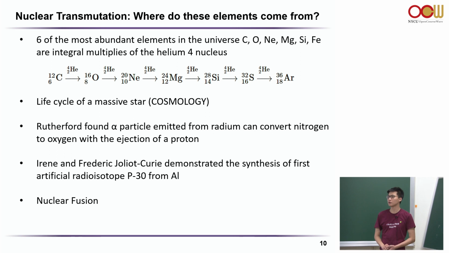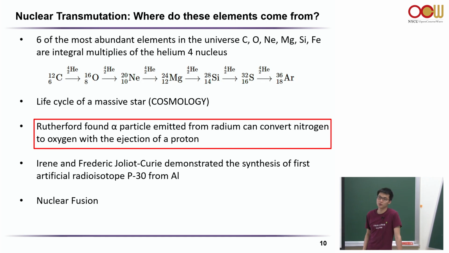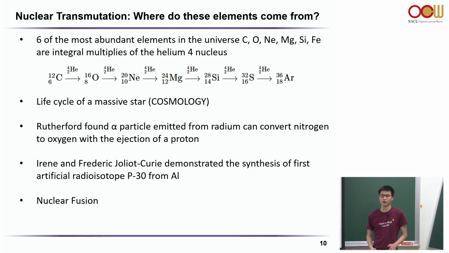So we believe that these elements were generated at very high energy processes. All right, so the first example of knowing that nuclear transmutation is possible is when Rutherford, the guy that used alpha particles to hit a gold foil. If you remember that experiment, the Rutherford gold foil experiment, he was doing the same experiment with aluminum foil. So actually Rutherford found that during his experiment, he was converting the atmospheric nitrogen into oxygen.